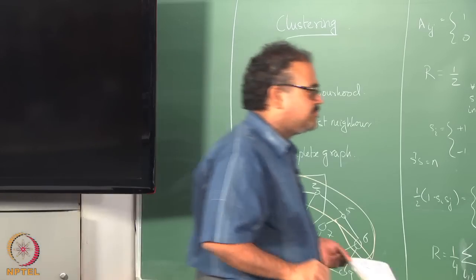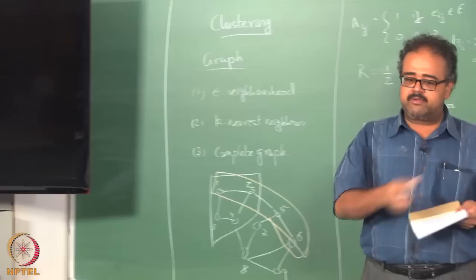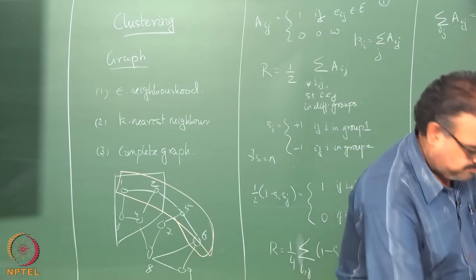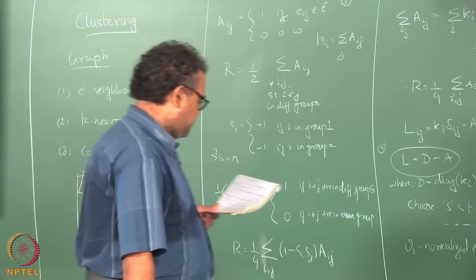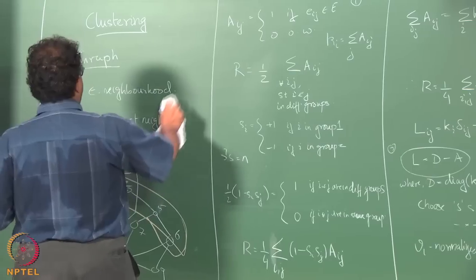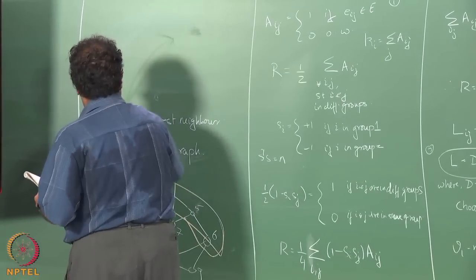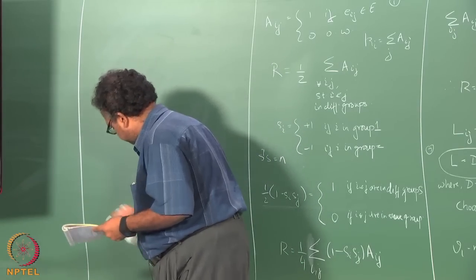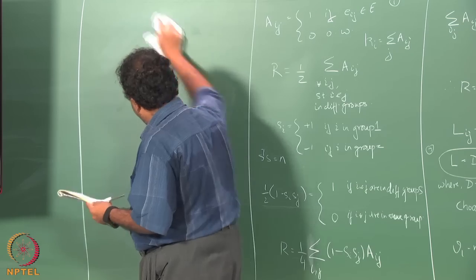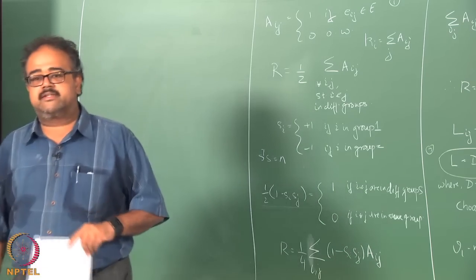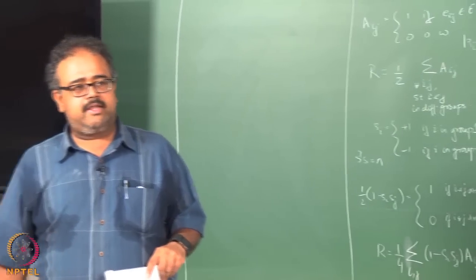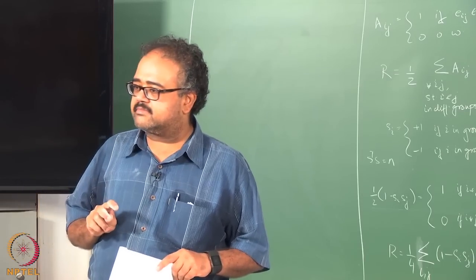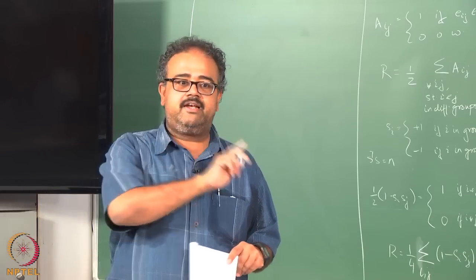So what people do, I am just going to tell you what people do, I am not going to actually explain why that is a good way of doing it, I am going to let you read it up. What people essentially do is they do k-means clustering. I want k clusters, so they do k-means clustering, but in a different space.